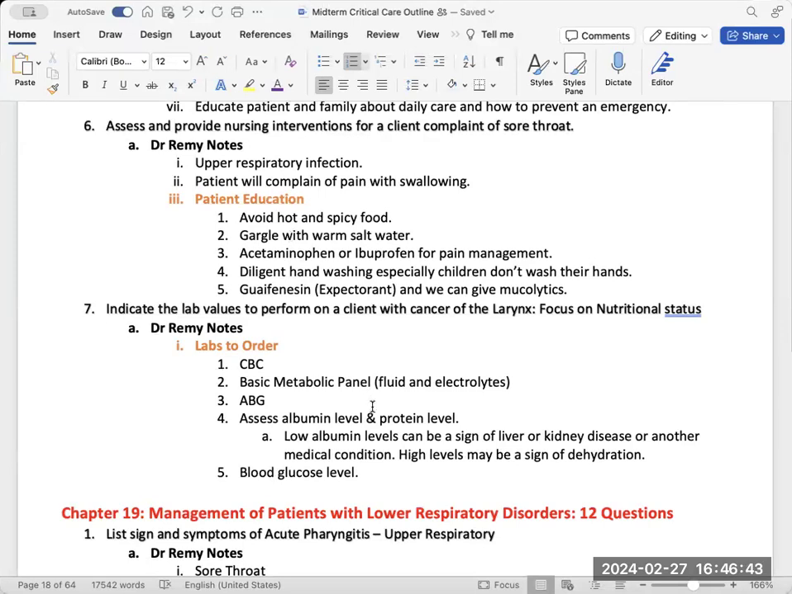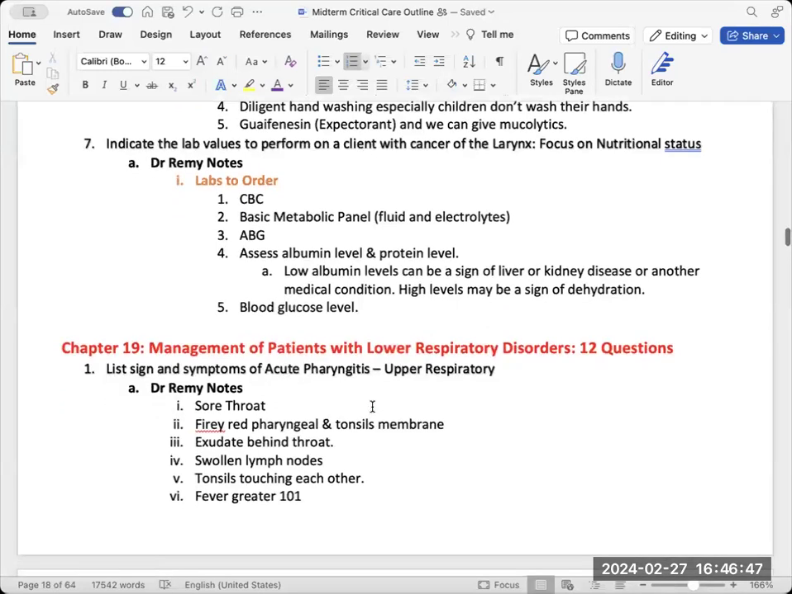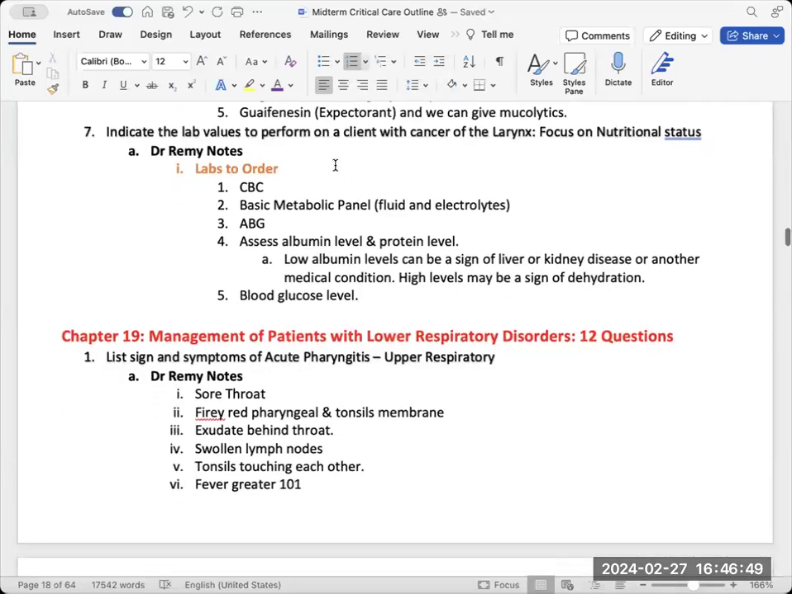We want to do pain management as well. Okay. So the next thing is to indicate lab values to perform on a client with cancer of the larynx. Focus on nutritional status. So the things that Dr. Remy mentioned was a CBC, a BNP or a basic metabolic panel, which is basically telling us our electrolytes, our ABGs, right?